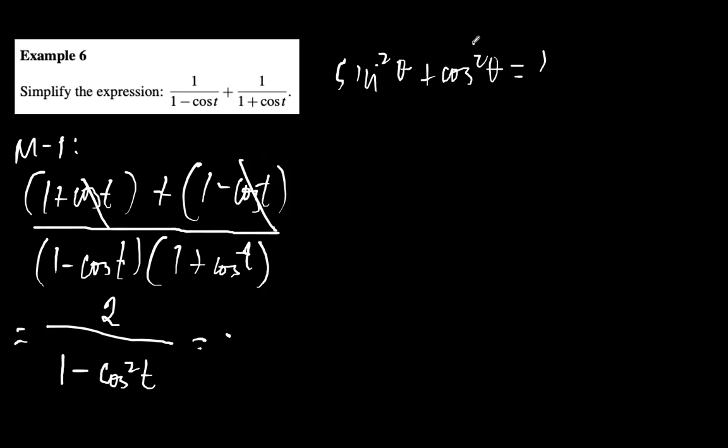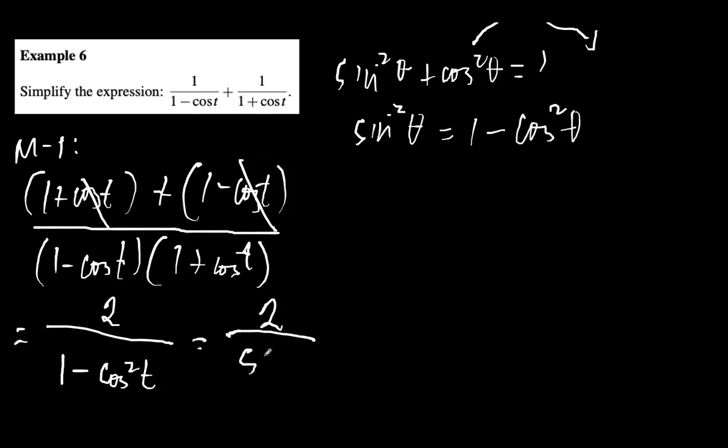Since 1 minus cosine squared, pwede natin i-transpose yung cosine. Sine squared theta is equal to 1 minus cosine squared theta. Oh, so this just equals sine theta. Correct. So 2 over sine squared theta. So ito na yung sagot. Or you could say 2 cosecant squared theta.